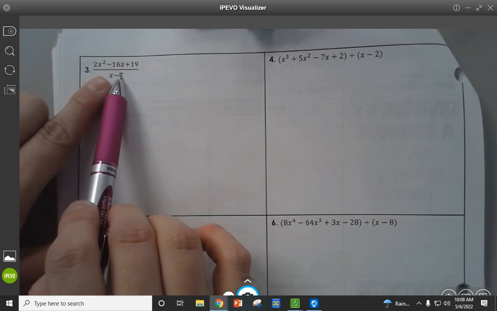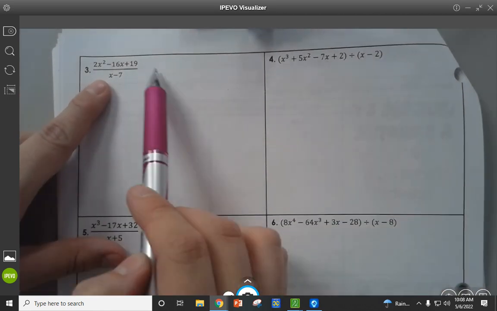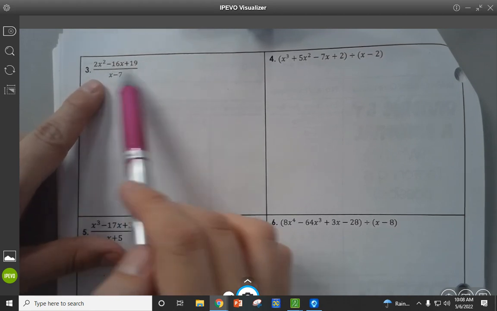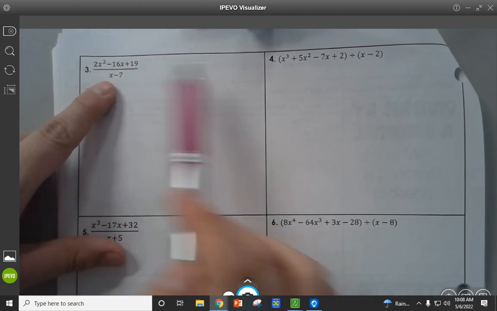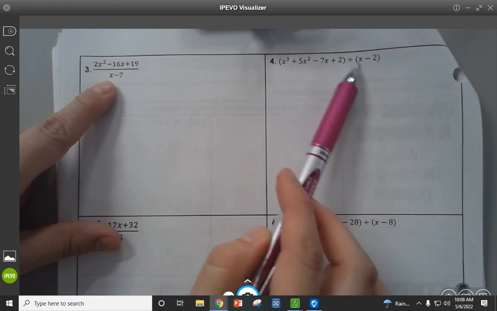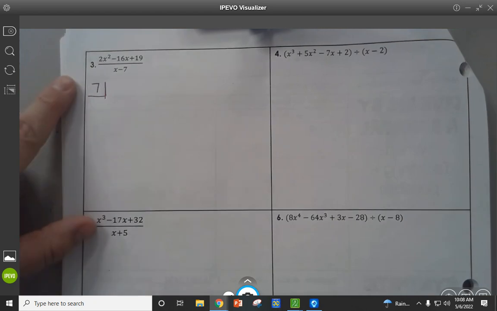Well, I don't want to say always bottom because this one doesn't have a bottom. It's what you're dividing by. When you see a fraction bar, that basically means divided by. So either way, this is what I'm dividing by. So positive. It's the opposite of that number.